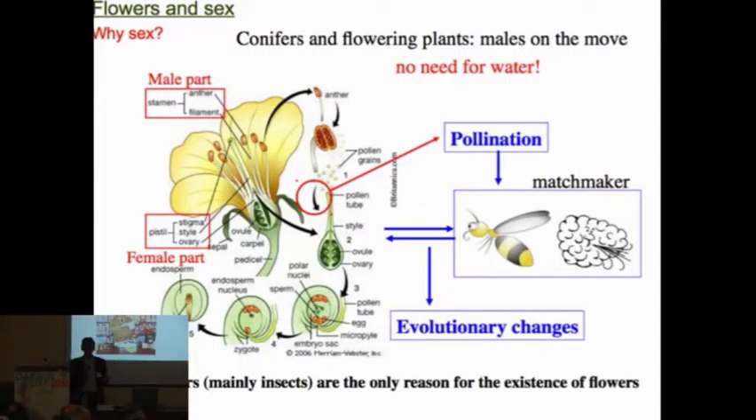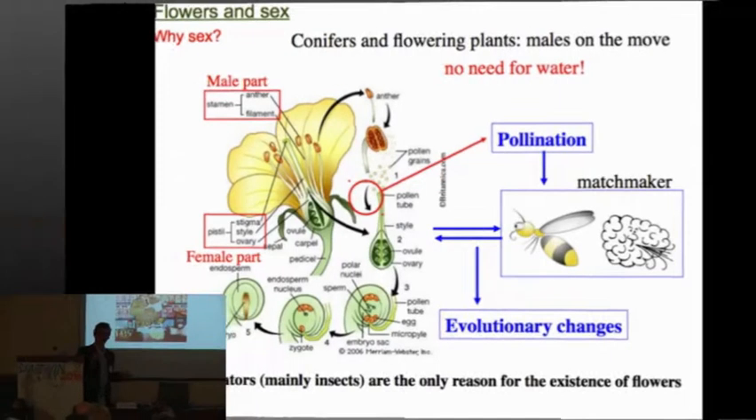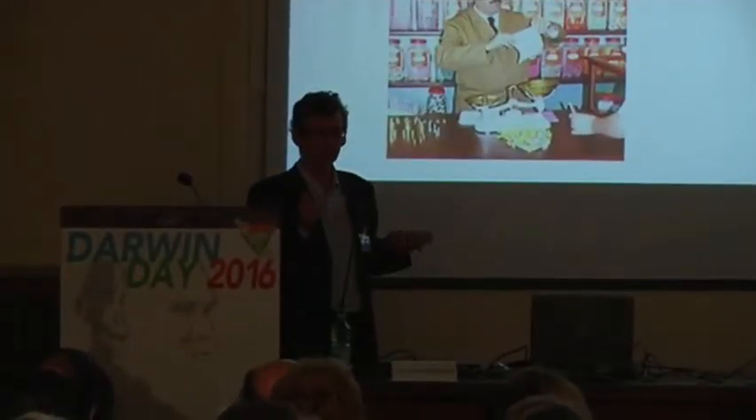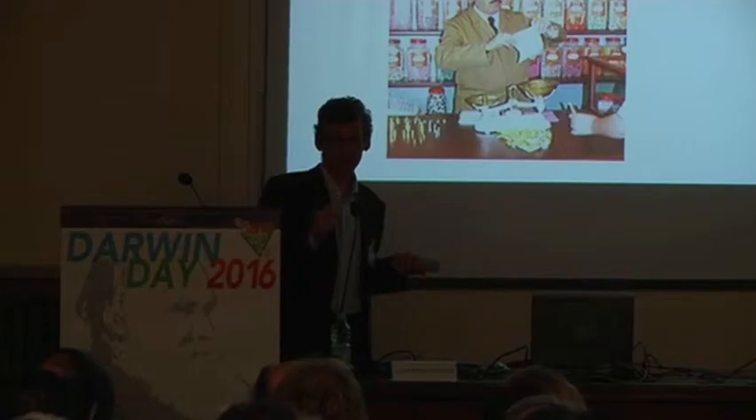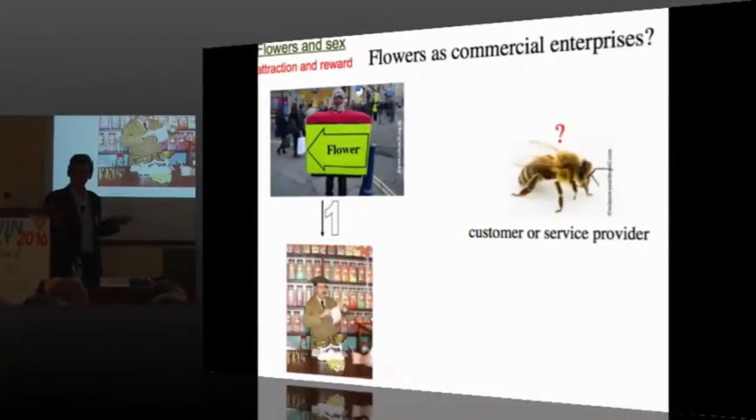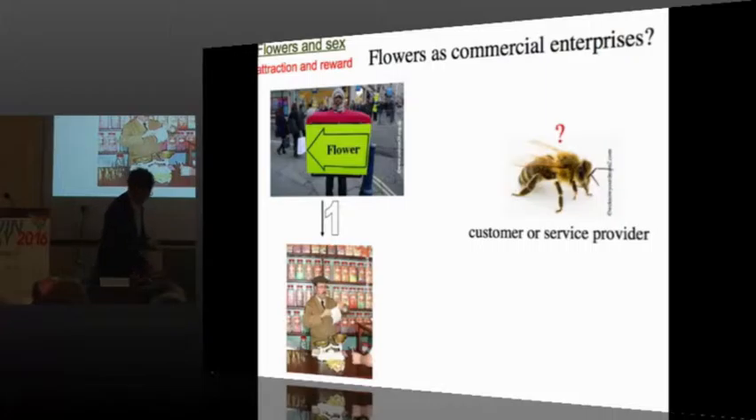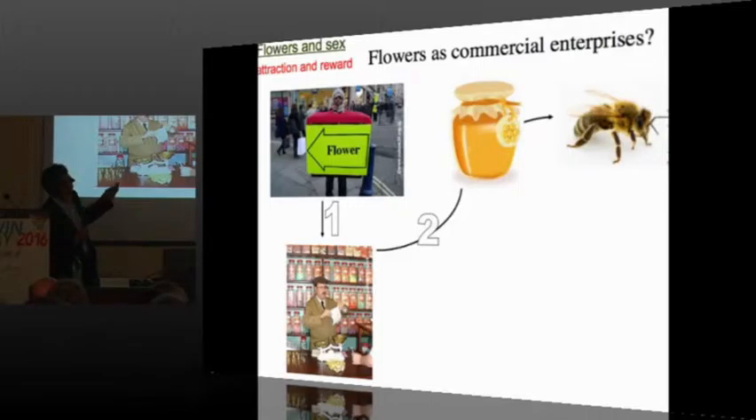So we could say that flowers are a bit like commercial enterprises, like shops, because flowers have a problem. They have to be noticed by the pollinator, and they have to be sure that the pollinator comes back to transfer the pollen to another flower. So a flower needs to be advertised, and it needs to lure the insect, the customer, into the shop. Once in the shop, it will find goods to buy. And for bees, that's nectar to produce honey, of course.